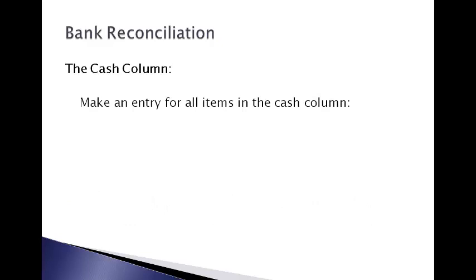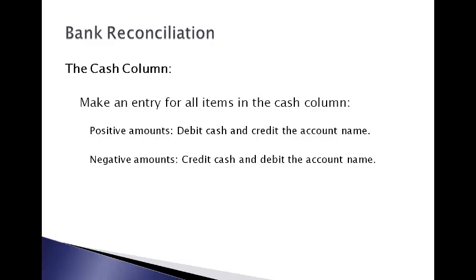An entry to the cash account must be made for all items listed in the cash account column. The items are listed because the company has not yet made an entry to the cash account. Positive amounts in the cash account are recorded with a debit to cash and a credit to the account name affected. Negative amounts on the cash column are recorded with a credit to cash and a debit to the account name. The journal entry to adjust the cash account is an adjusting entry at the end of the period.